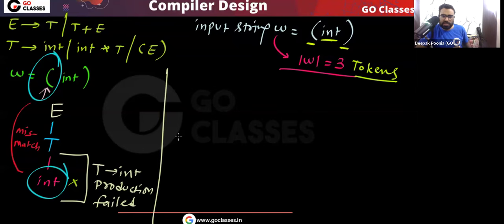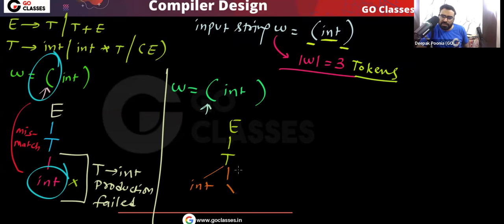Very simple. So the next thing will be, again let me write the input string. On the input string, you still have the current input symbol, left parenthesis. So e will go to t, and now this t will try its next production. So t will go to int star t. Again you can notice this int and this left parenthesis, there is again a mismatch. Yes or no? This is a terminal, and again there is a mismatch.